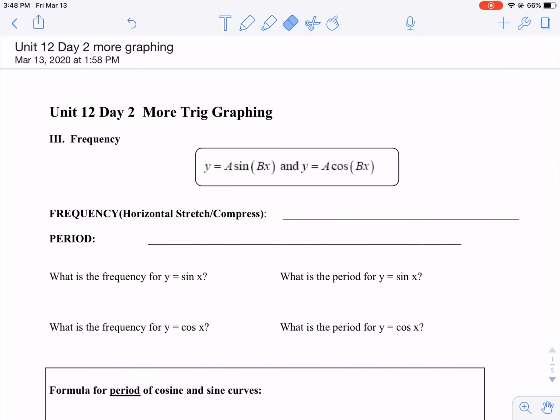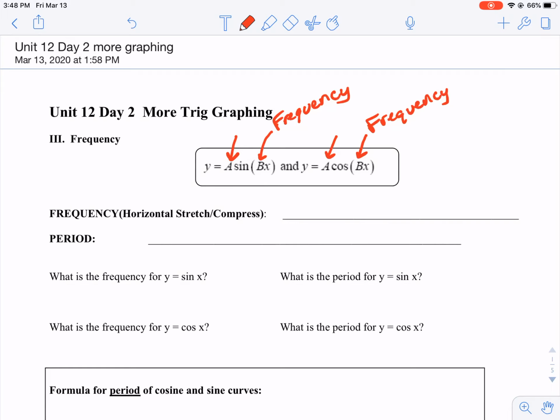All right, here we are on day 2 for graphing. Day 1, we talked about amplitude, which was the number in front of the trig value. Today we are going to add in another number, but this one's going to touch the angle and refer to it as b, but we're going to know it as the frequency.